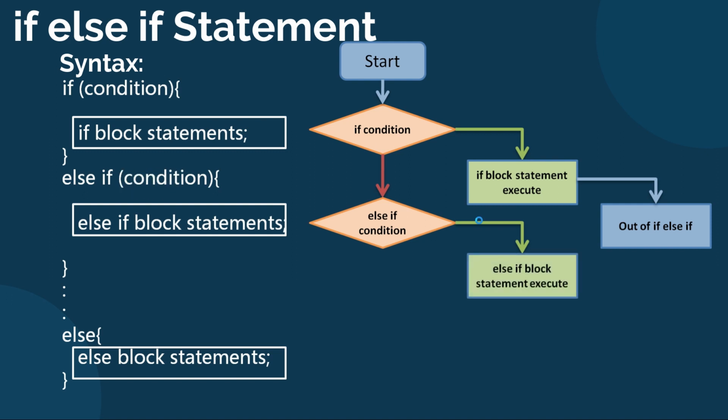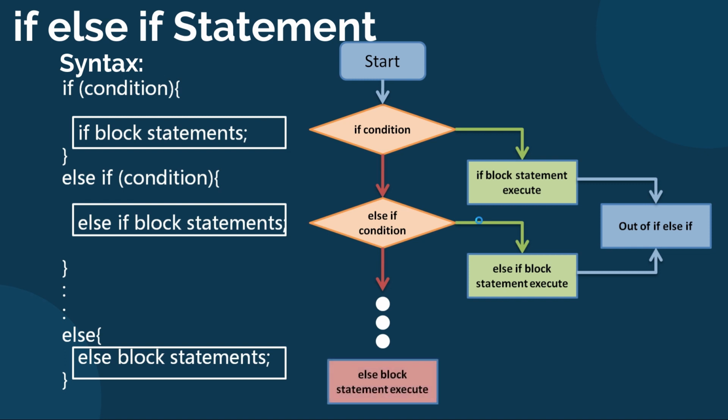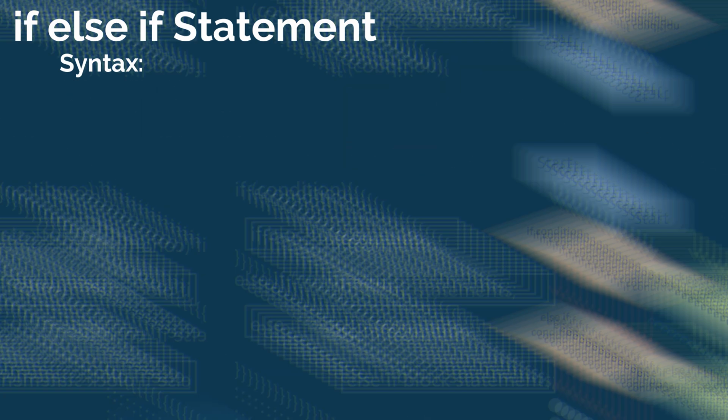and after execution of the else if block it will come out of if else if, and if that else if condition is false then it will go and check the next else if block coming in sequence. So we can have n number of else if blocks in if else if. Now if we consider that all the else if block conditions are false, then at the end it will execute the else block only, and after execution of the else block it will come out of if else if.